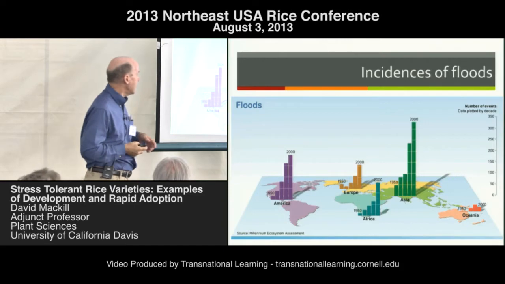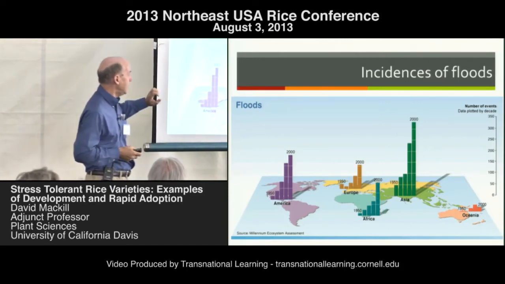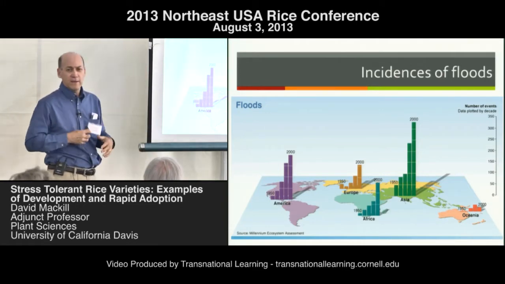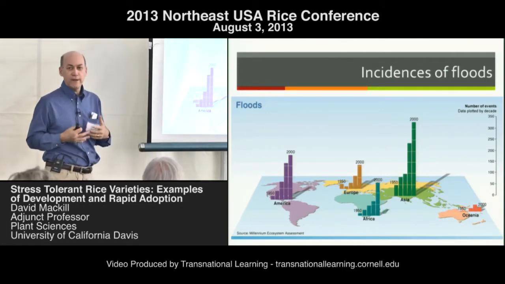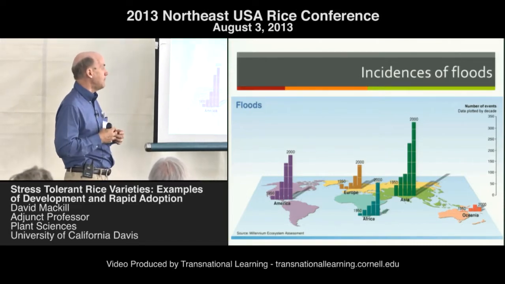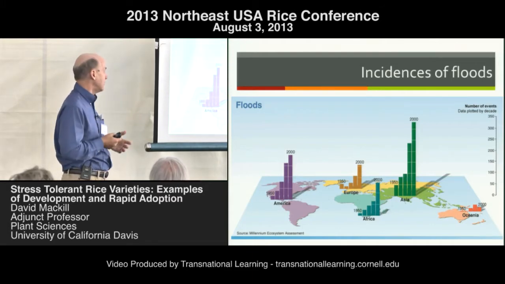So this was a recent publication. I think it was published in Nature, I'm not sure, but it shows accumulation of these flood events over time. So it seems like the incidence of flooding is increasing already and expected to increase. So it is a problem which is not going to go away in any way that I could think of.